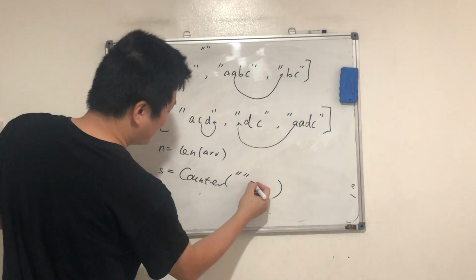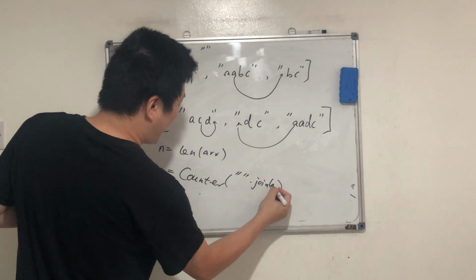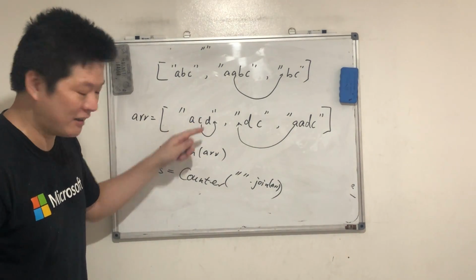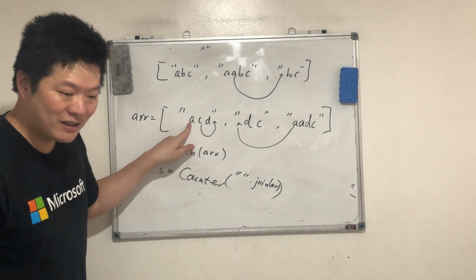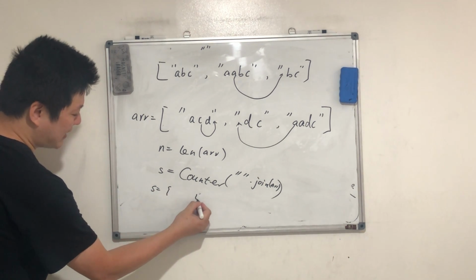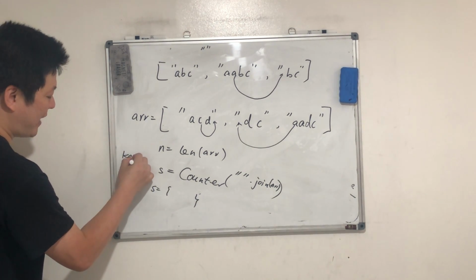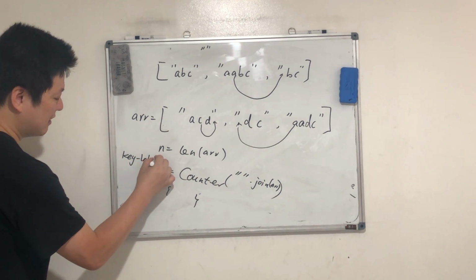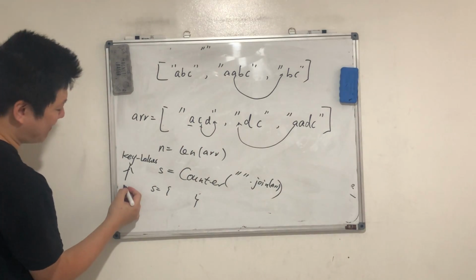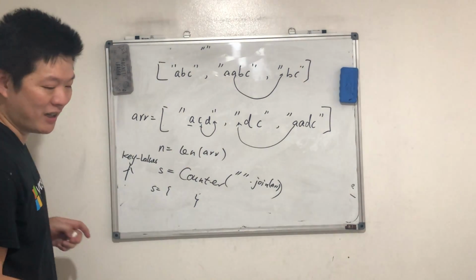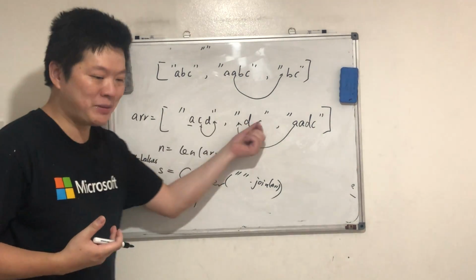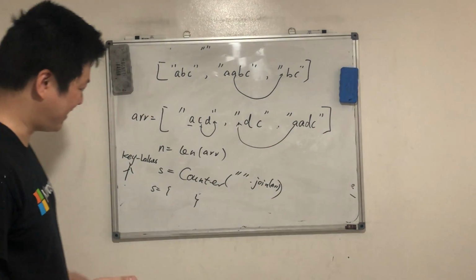So join the array, right? Now S will be the key value pairs. So what are the keys? Keys are the characters, the unique characters. The values will be what? The number of times they appear in all the strings.